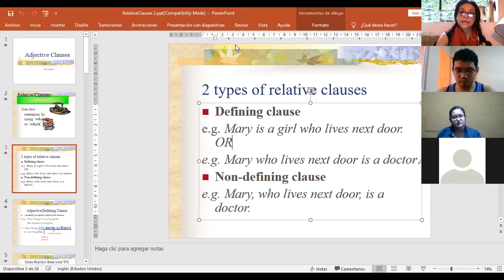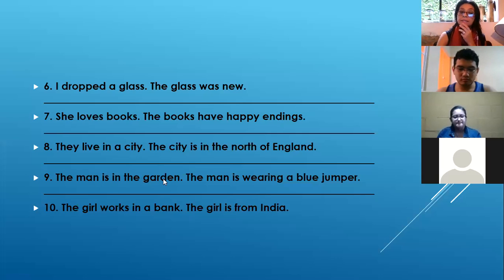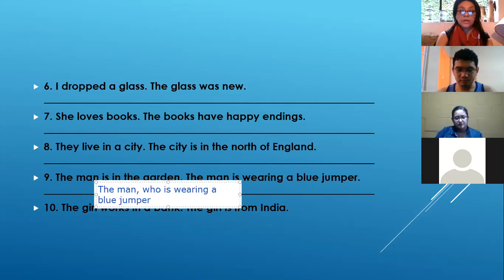So if we go back to the example of number 9, the man is in the garden, the man is wearing a blue jumper, all right? So Ili had it, the man who is in the... can you repeat your sentence again, Ili? The man who is wearing a blue jumper is in the garden. Right, so you can do this, exactly what she just said, all right? So I can have it here: the man, comma, who is wearing a blue jumper, comma, is in the garden, all right?